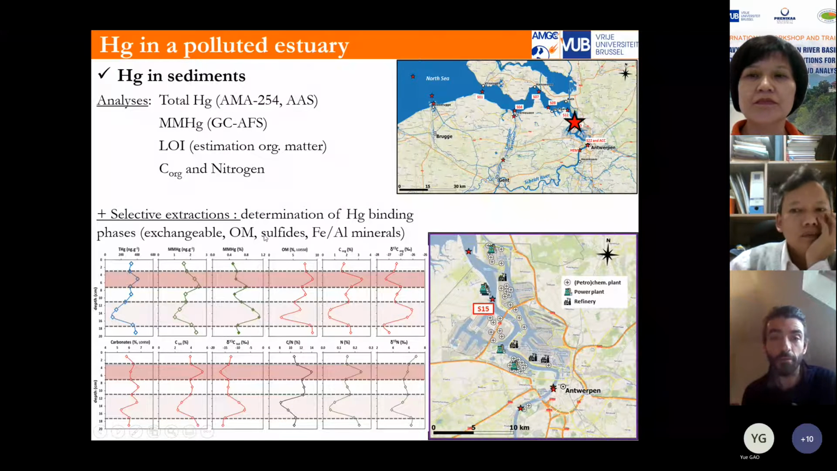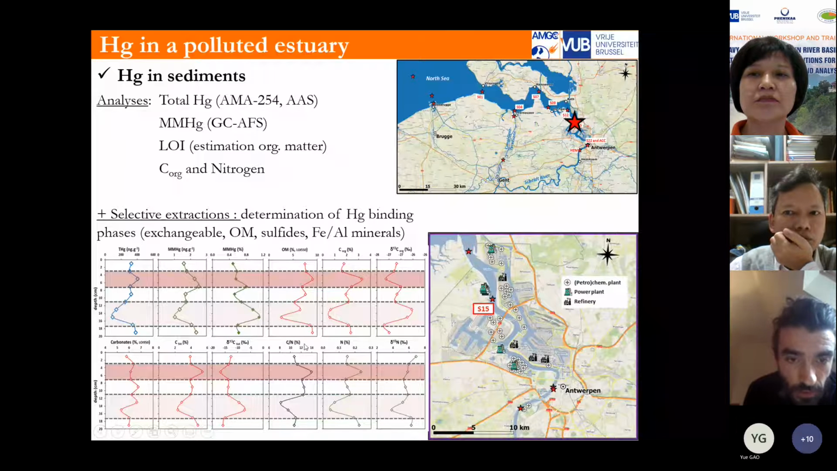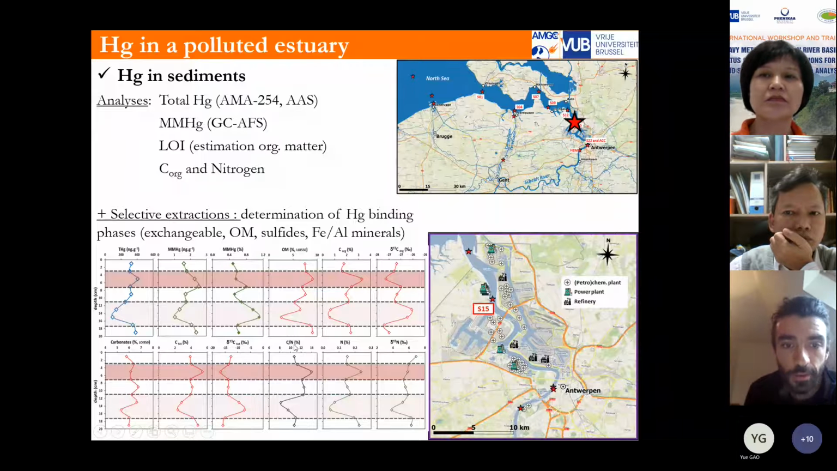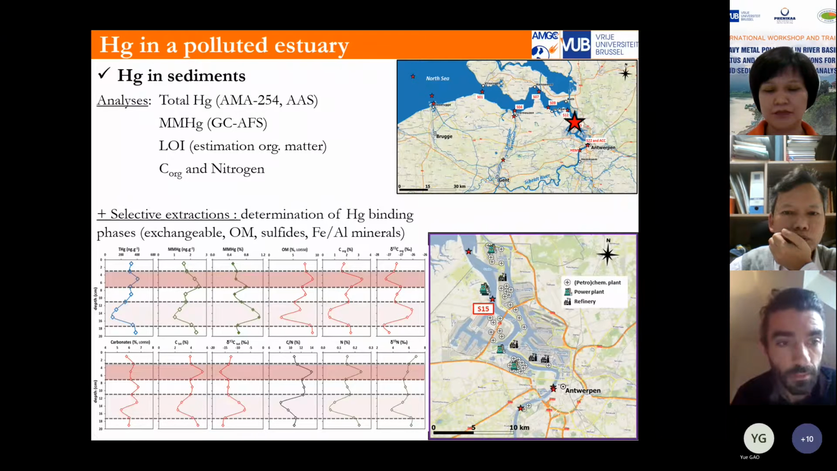You see a mirror pattern for carbon 13. And then here you see the nitrogen and the ratio C on N. We can also give you an idea of organic matter processing, but I'm not going to go into those details.